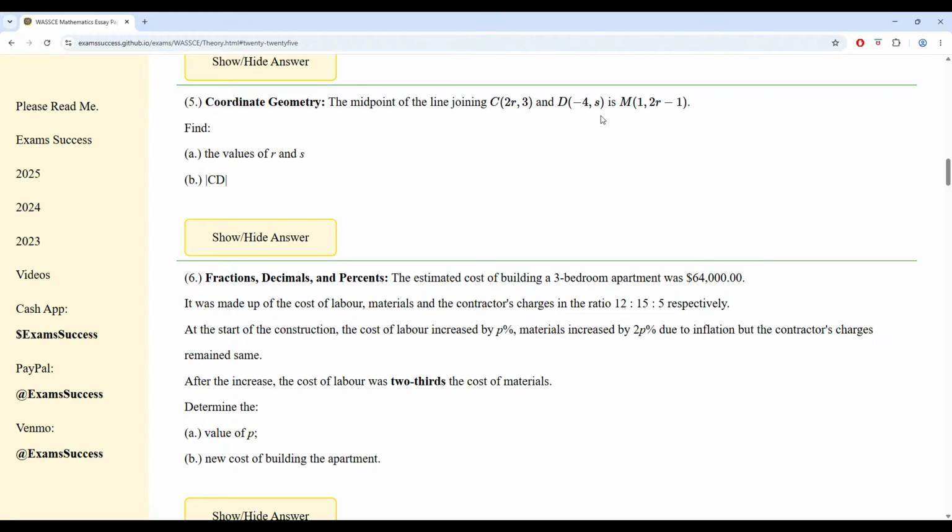So we're going to call point C the first point and point D the second point. And then they give us the midpoint here. They want us to find the values of r and s, and the distance between point C and point D. So we will need the midpoint formula and the distance formula for coordinate geometry.